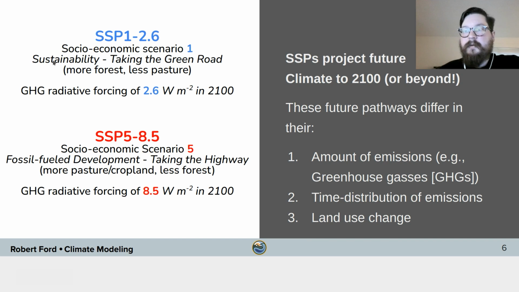The other scenario you will see is SSP5 8.5. Now, scenario 5 is called Fossil Fuel Development Taking the Highway, where development and innovation are prioritized at the expense of very high emissions. And again, the second number indicates the radiative forcing, in this case the much larger 8.5 watts per square meter.